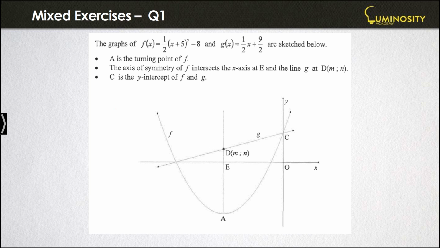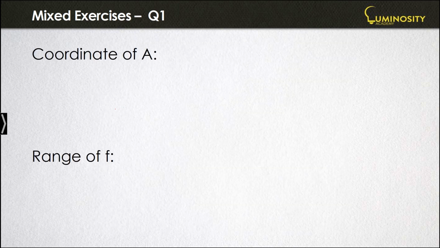So the graphs of f of x equals 1/2 (x plus 5) squared minus 8, and g of x equals 1/2 x plus 9 over 2 are both sketched below. They tell you that A is the turning point of f, the axis of symmetry of f intersects the x-axis at E and the line g at D, with coordinates m and n, and C is the y-intercept of f and g. A bunch of questions are built onto this to assess your knowledge. The first thing they ask is the coordinate of A.